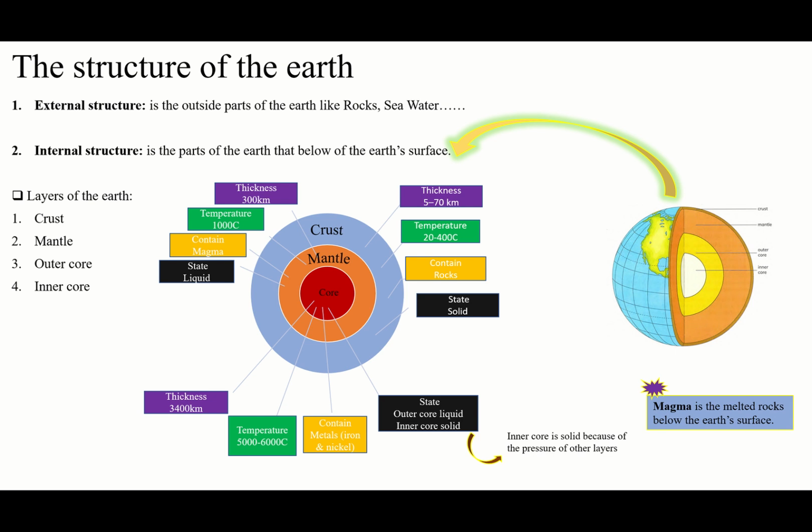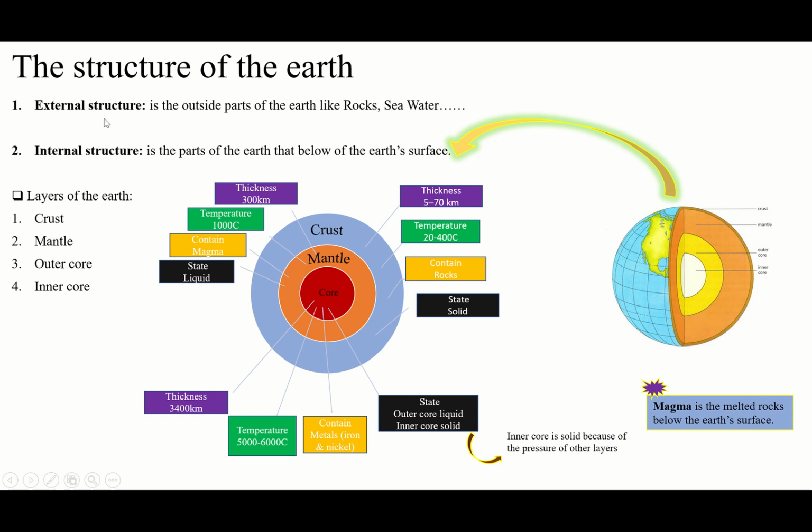So we are going to divide the structure of the Earth. If someone tells you what is the structure of the Earth, you have to say that it's going to be two parts. Okay? We have two main structures. We are going to divide the structure of the Earth into two main parts. One is external structure and the other one is internal. This is external and this is internal.